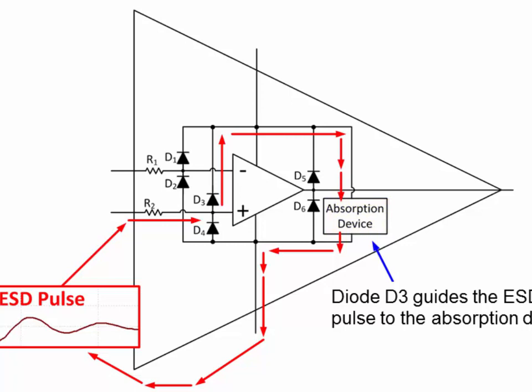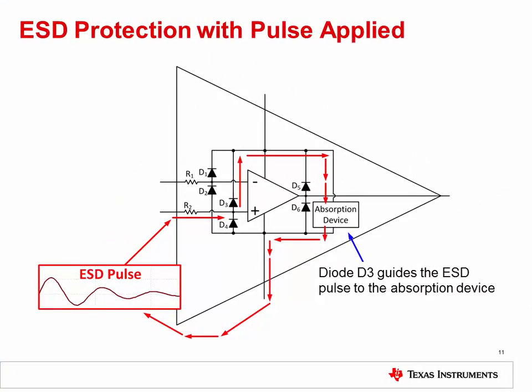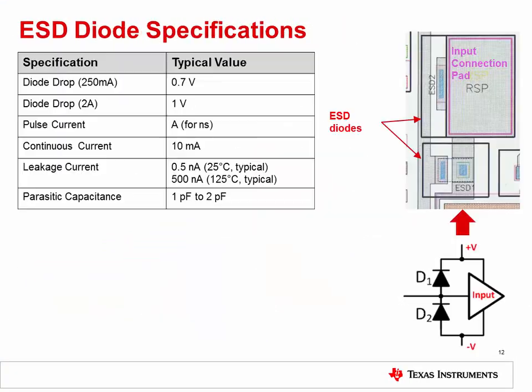Note that if the ESD pulse were applied to different pins, different diodes would turn on and steer the pulse to the absorption device. Also notice that the input resistance R2 limits the input current from the ESD pulse. A larger value of R2 will make the circuit more robust, but may introduce errors from bias current and noise, and may also affect frequency response.